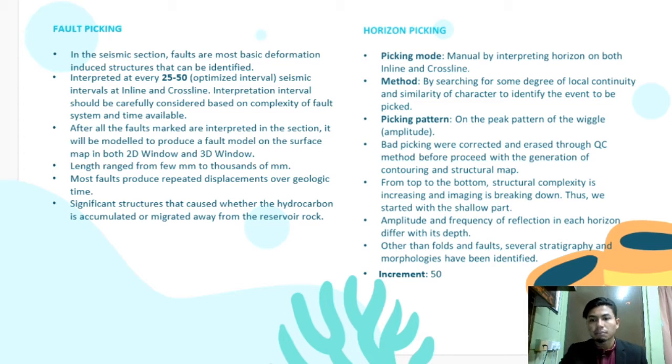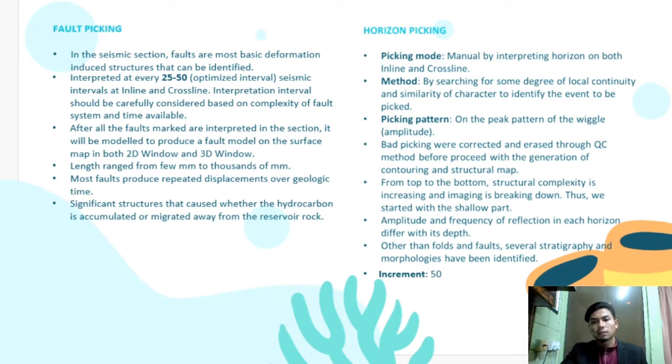For the horizon picking, there are many methods that we can use to pick the horizon. We can use manual and also auto pick. For this practice in this project, we use manual picking to pick the horizon with the increment of 50 units.